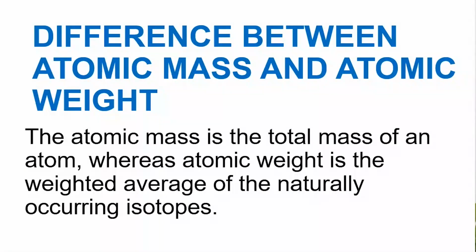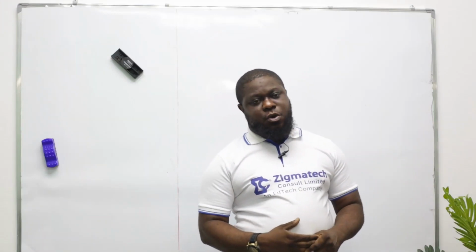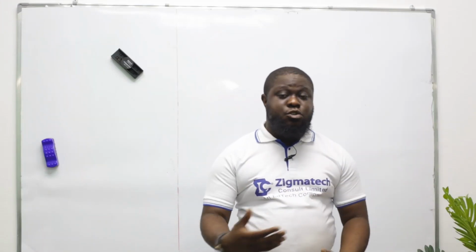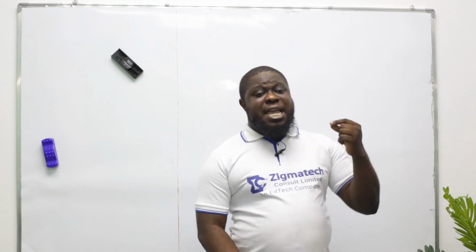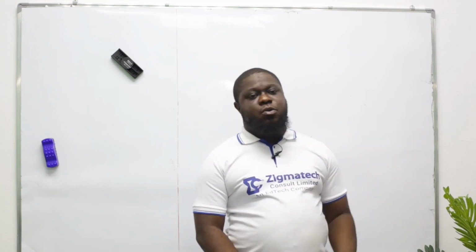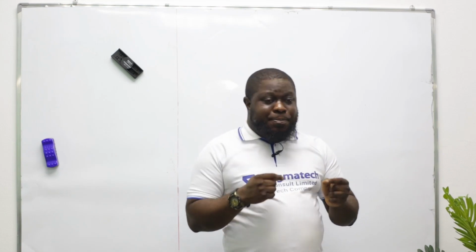Now, the differences between the atomic mass and the atomic weight. The atomic mass is the total mass of an atom, whereas the atomic weight is the weighted average of the naturally occurring isotopes. In essence, the atomic mass is just the mass of an atom. Okay? It's just the mass of the protons, neutrons, and the electrons, bringing them together. But the electrons are not really calculated. Why? Because they bring out a little.